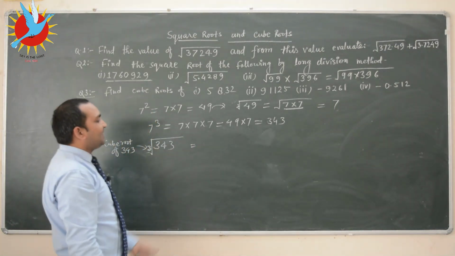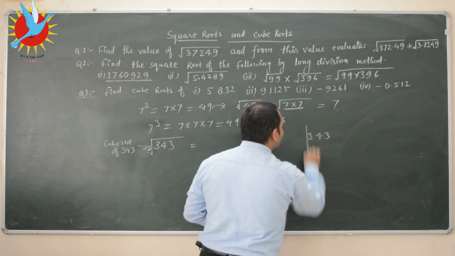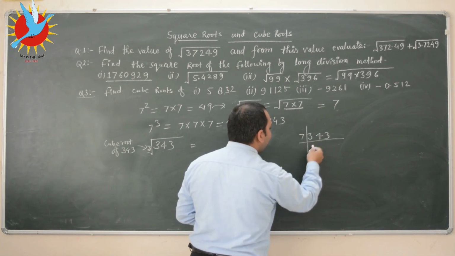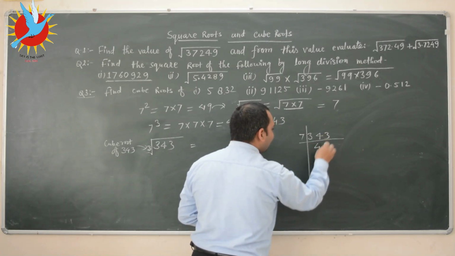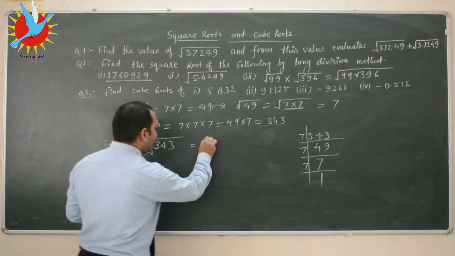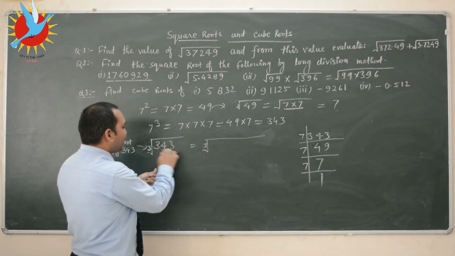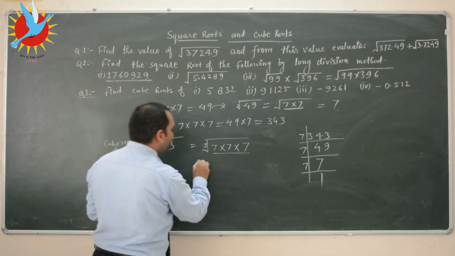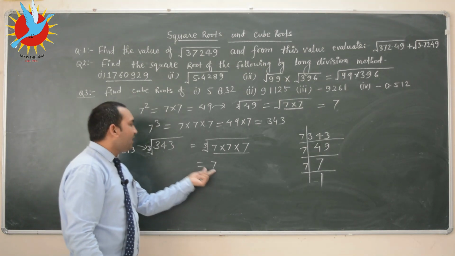So here by prime factorization we make the triplet. 343 is divisible by 7. 7 4s are 28 and 63. 7 9s are 63, 7 7s are 49 and 7 1s are 7. So by the prime factorization method we write the factors of 343, that is 7 into 7 into 7. This is a triplet, so we write only one 7. So the cube root of 343 is 7.